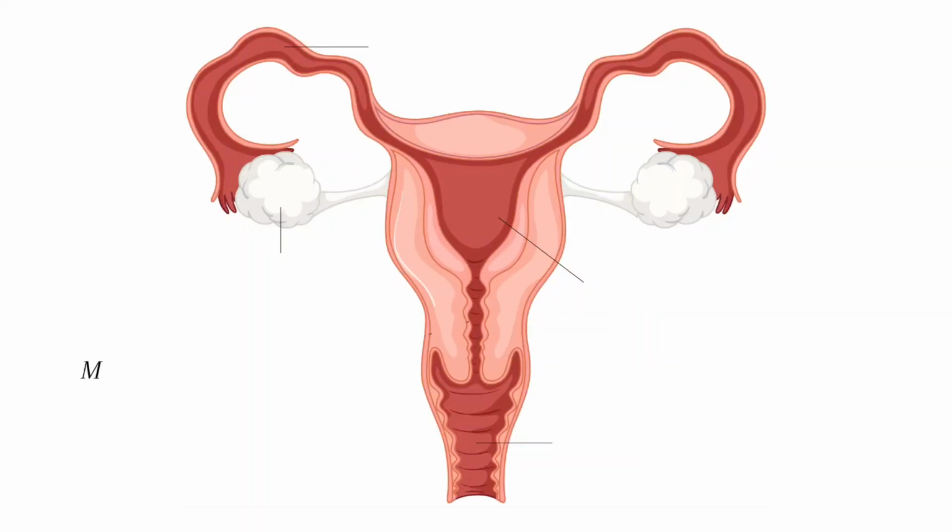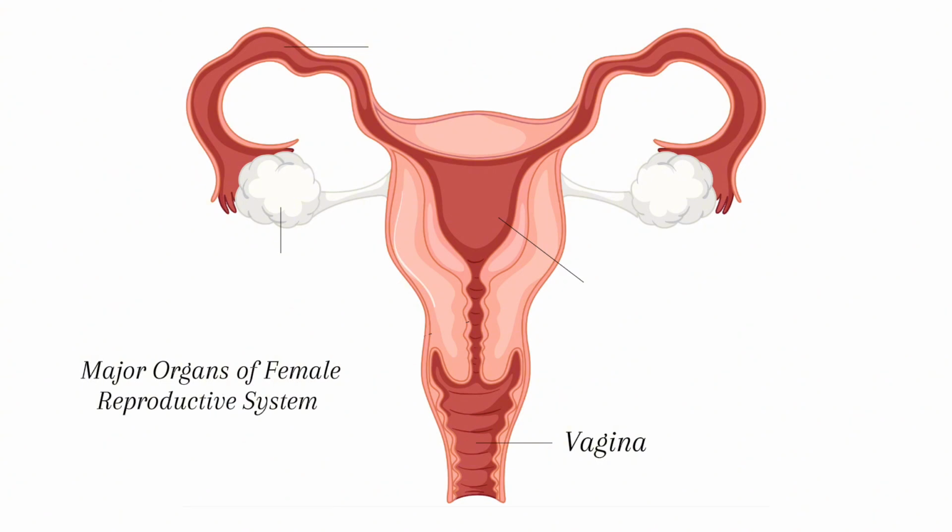Hello everyone! Today we're going to discuss the parts, function, and location of the female reproductive system, and we're also going to tackle oogenesis. The major organs of the female reproductive system include the vagina, uterus, ovaries, and fallopian tubes.